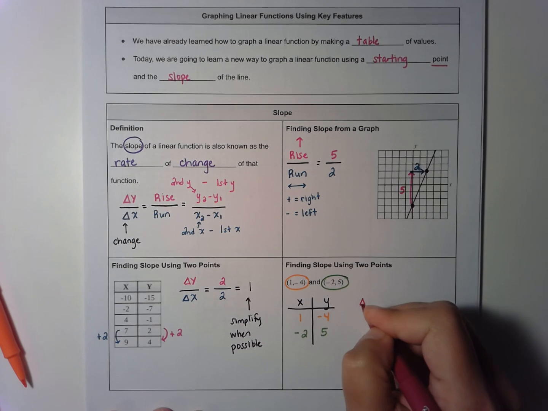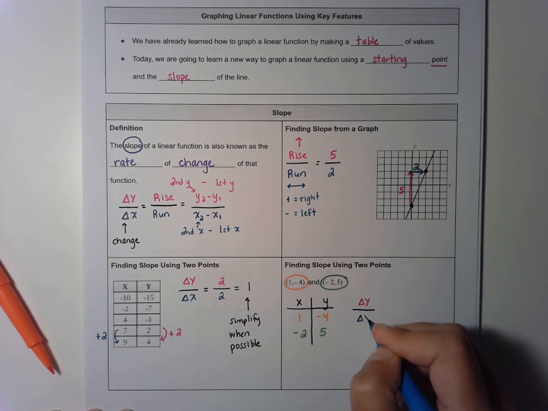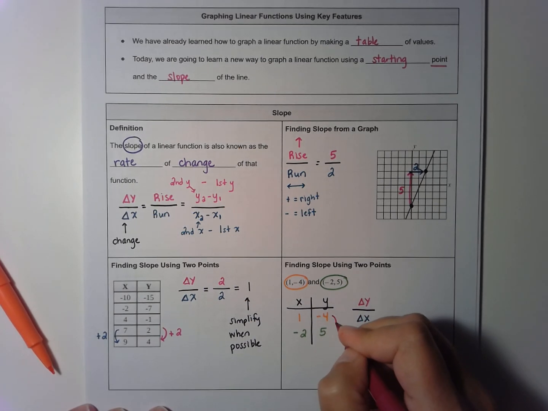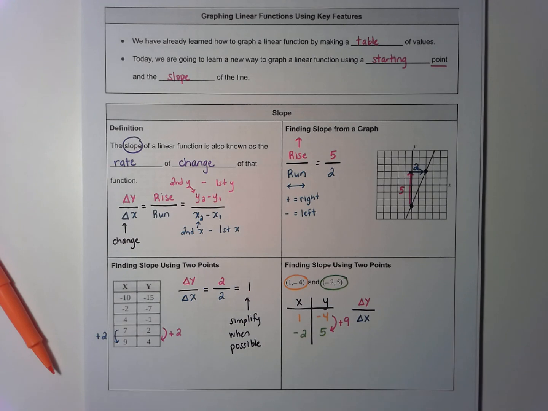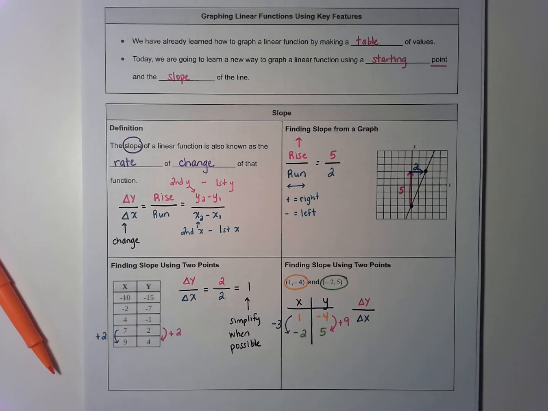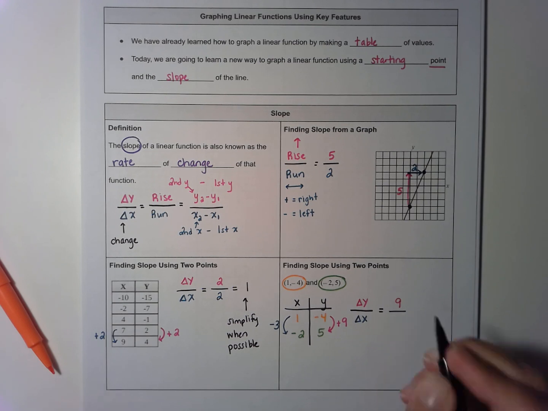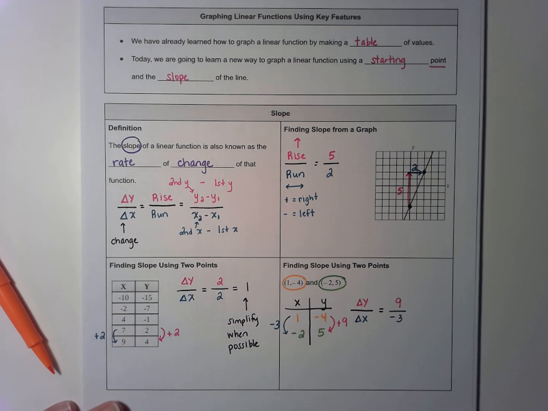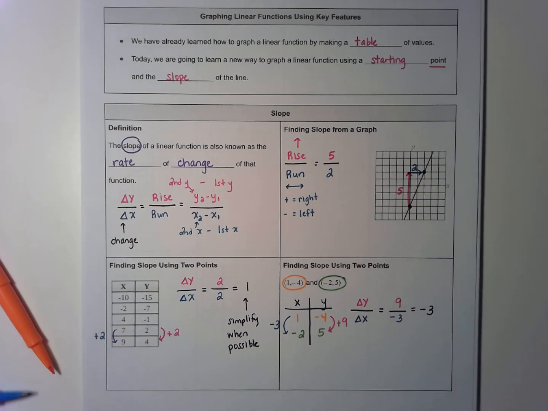So I would use the idea of change in y divided by change in x. My change in y would be to go from negative 4 to positive 5. That means I would have to add 9. And my change in x would be to go from positive 1 to negative 2. That means I would be subtracting 3. So my slope would be positive 9 divided by negative 3. Now, 9 divided by negative 3 also simplifies, and when you divide those numbers, you get negative 3, so that would be your final answer for your slope.